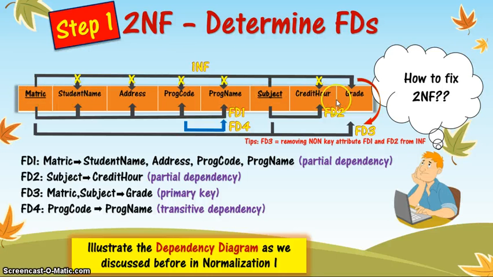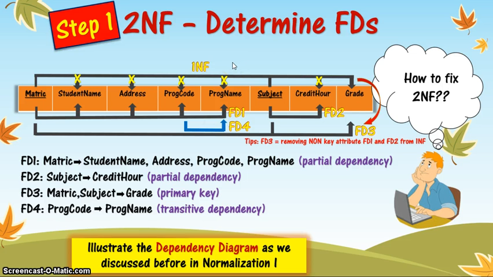You take all the attributes here and you illustrate the 1NF diagram. The key, metric and subject, should have no arrow. Determine the other attributes, meaning the non-key attributes. Non-key attributes should have an arrow. So metric and subject determine the non-key attributes. This is 1NF.